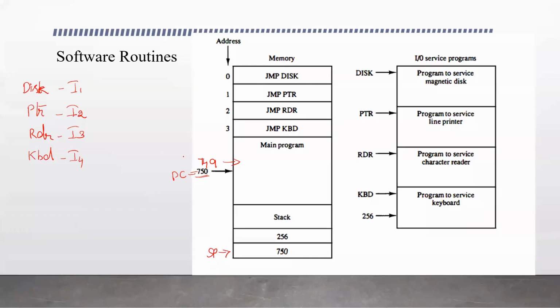During this execution, let's say the interrupt I4 arrives at this time. The device sent the vector address, so it is a vectored interrupt. The vector address is 3. The CPU stops executing these instructions and stores the return address in the stack. So 750 is stored here, and the vector address sent by the device is stored in PC. So here PC will be loaded with the vector address, that is 3.